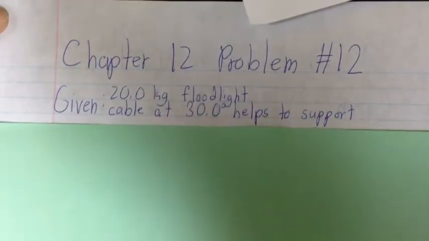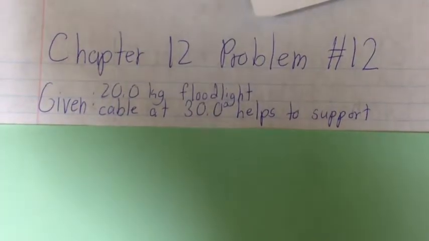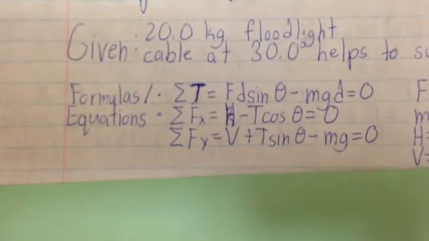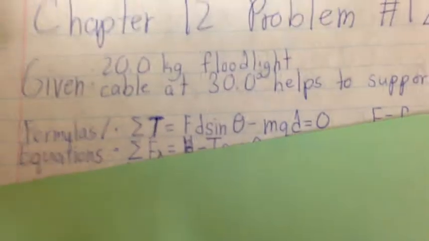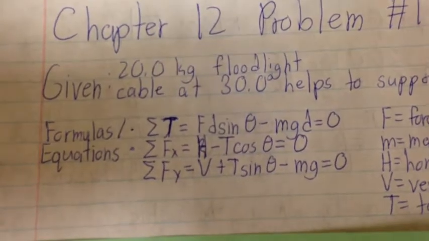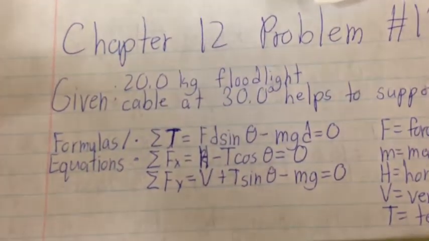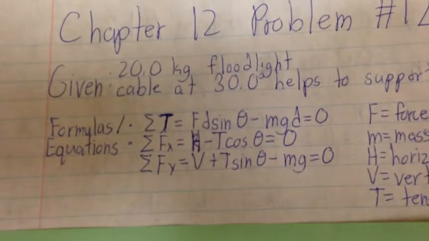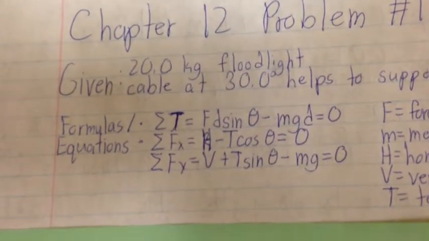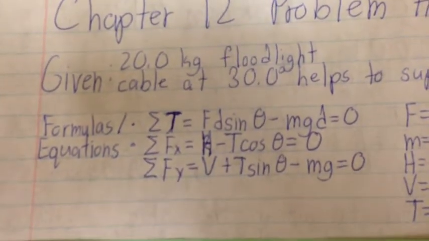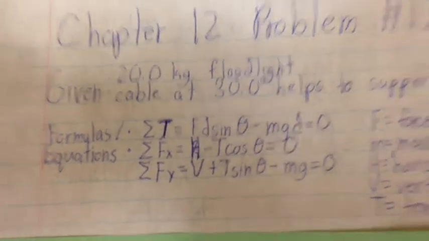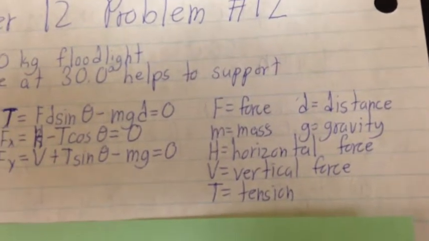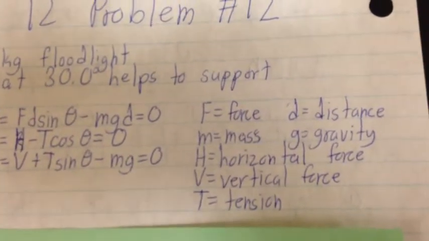So our givens were that there was a 20.0 kilogram floodlight and that there was a cable at 30.0 degrees which helps to support the pole. The formulas you're going to want to use for this is that torque is equal to force times distance times sine theta minus mass times gravity times distance equals 0. And that the force in X is equal to horizontal force minus T cosine theta is equal to 0. And that force in Y is equal to vertical force plus T sine theta minus mass times gravity. F being force, D distance, M mass, G gravity, H horizontal force, V vertical force, and T tension.